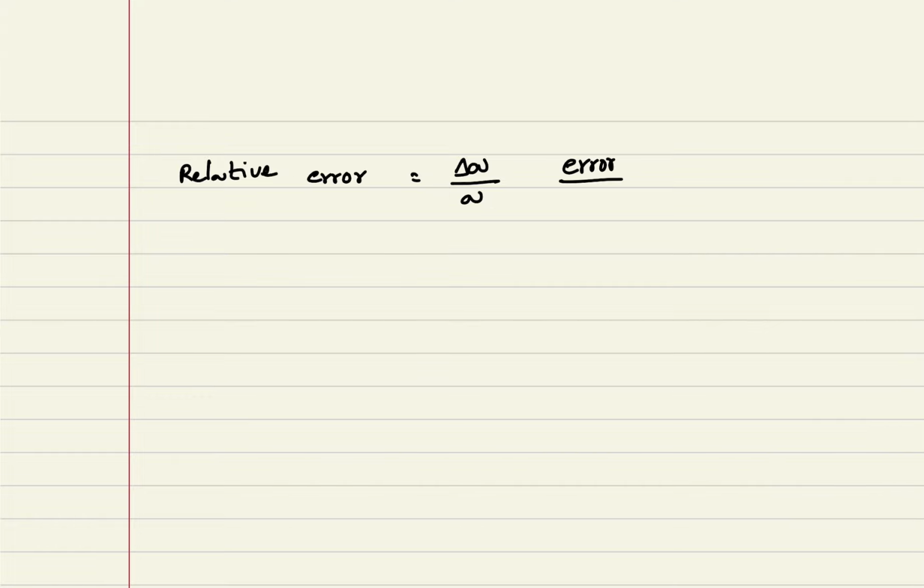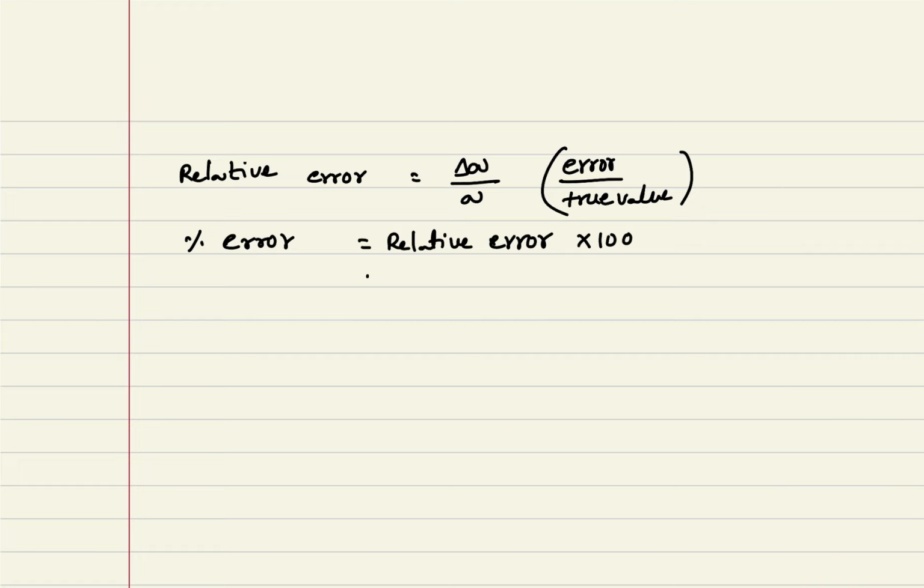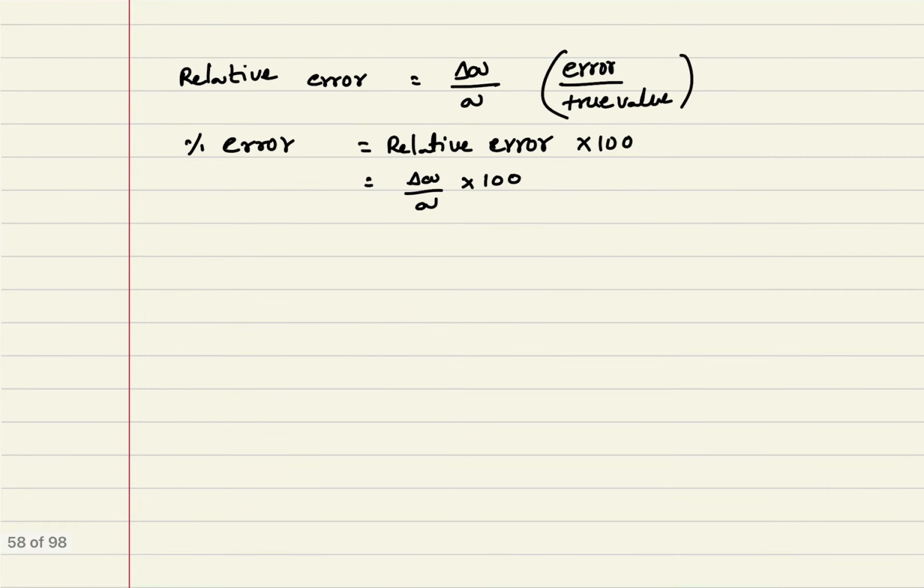Relative error can be written as whatever error in reading is there, divided by the true value. Error by true value. This is a relative error. Next, percentage error. Percentage error can be written as relative error into 100. We can write the percentage error in A as delta A by A into 100. This is the percentage error in the given reading.